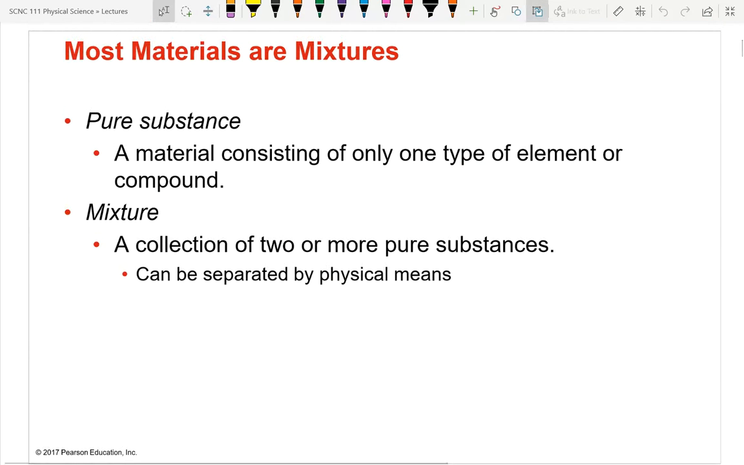So first, actually a lot of this is definitions today. A mixture and a pure substance. Pure substance have only one type of element or compound. What's the difference in a compound and an element? Element is made of one type of atom. A compound is more than one type of atom. So water, H2O, that's two types of atoms. So that's a compound. It's a chemical compound.